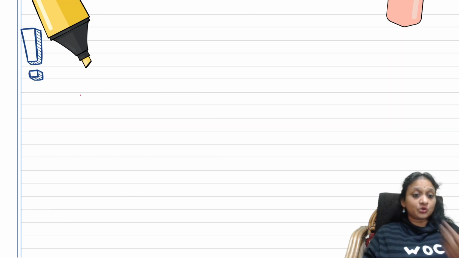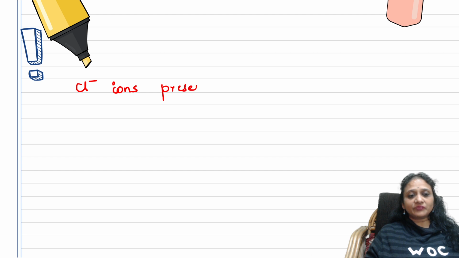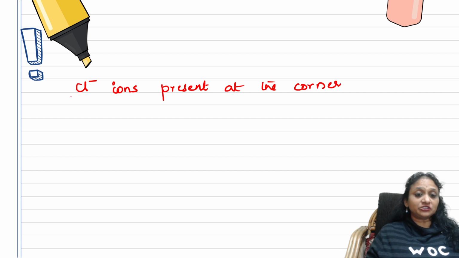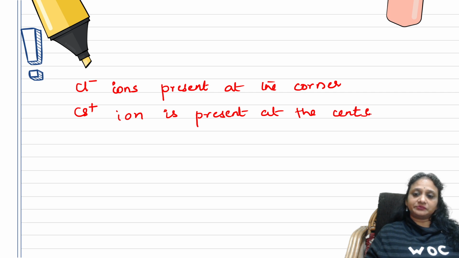Point number 1, what to note, students? Cl minus ions are present at the corners. Next, where are the cesium ions present? Cesium is represented by plus, and the cesium ion is present at the center of the cube. Correct, students? It is present at the center of the cube.